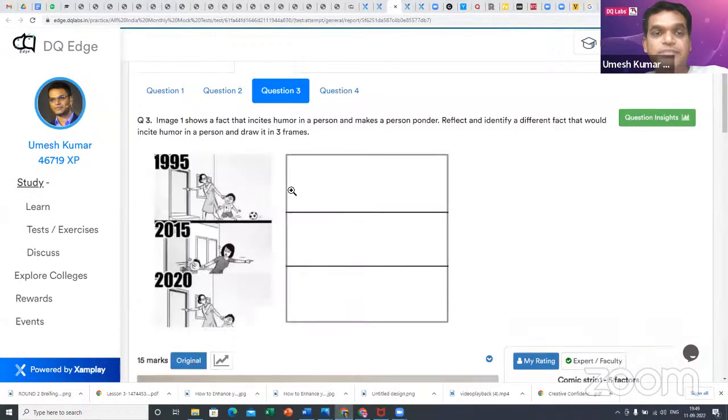Question number 3. Image 1 shows a fact that incites humor in a person and makes a person ponder or reflect. Identify a different fact that would incite humor in a person and draw it in 3 frames. So basically, understand this image, what is happening. 1995, there was a situation. 2015, there is a situation. 2022, there is another situation.